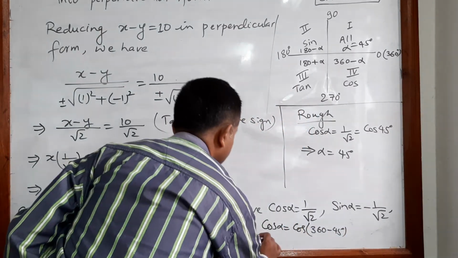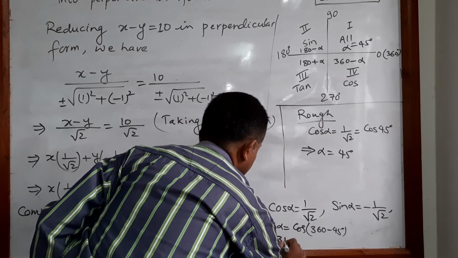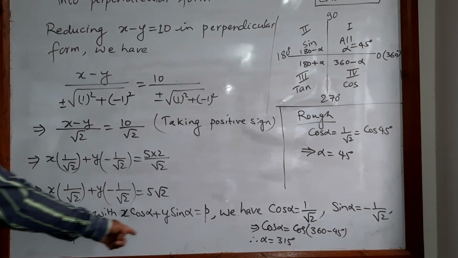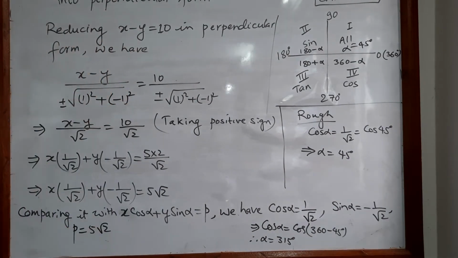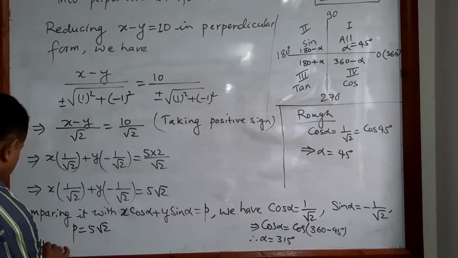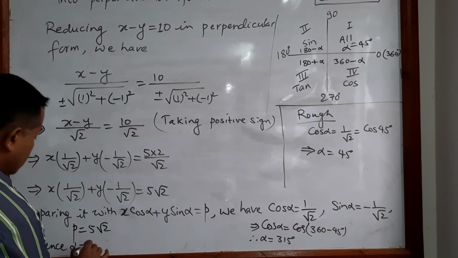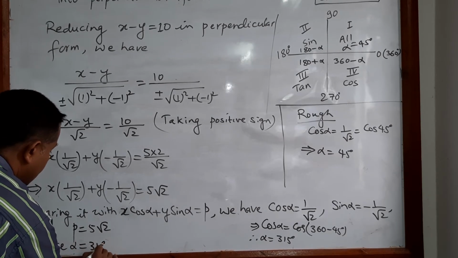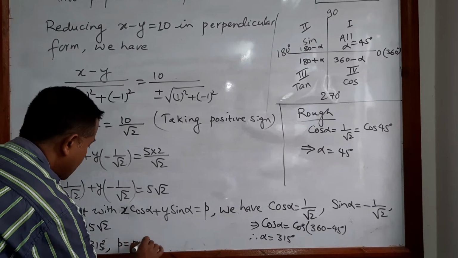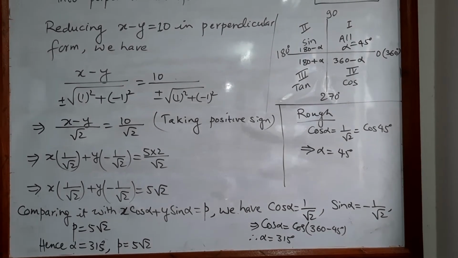Therefore alpha will be 315 degree. Hence we have found the value of alpha and the length of the perpendicular. Hence alpha equals 315 degree and the length of perpendicular p equals 5 root 2. These two are the required answers.